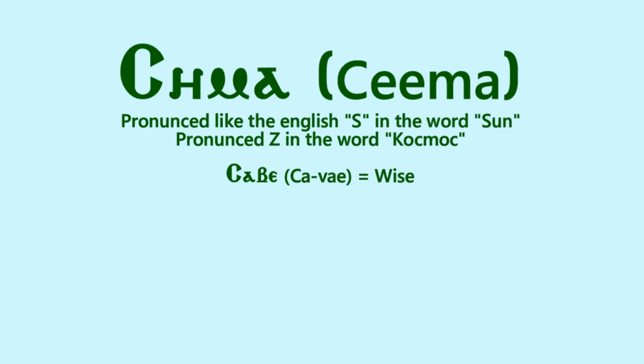The second letter is Sima, which is like an English C sound. Coptic word for that is Save, which means wise. It's going to be pronounced only as a Z in the word cosmos, because that's of Greek origin. And in hieroglyphics, it looks like a shepherd hook, and just twist the other side and you'll have the Sema shape.